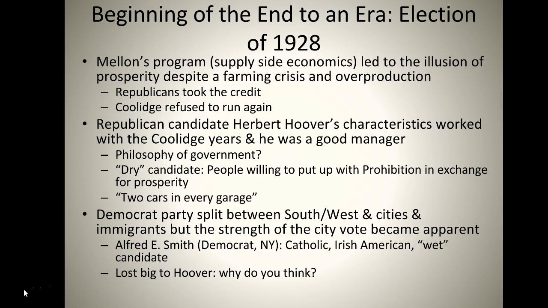Beginning of the end of an era, the election of 1928. Mellon's program had led to the illusion of prosperity, despite the farming crisis and despite very clearly, by 1928, what had become a process of overproduction. The farmers weren't able to make any money. They were increasingly defaulting on their loans.